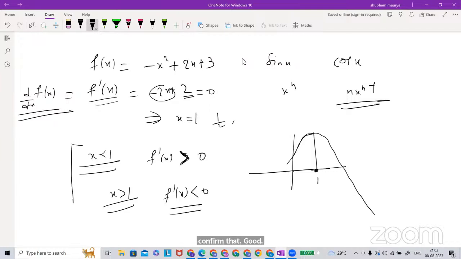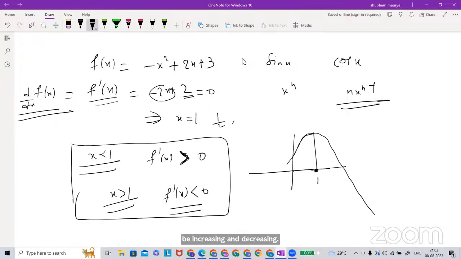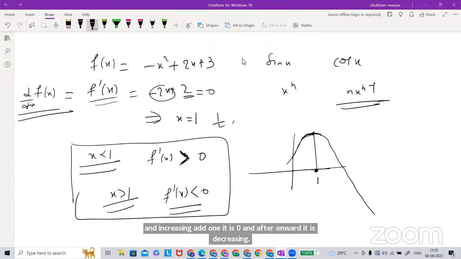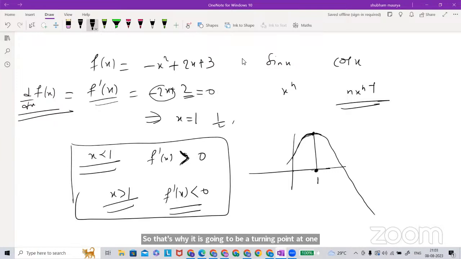So this is one important thing I want to discuss. The critical point is a turning point, in a different way you can say. Here at 1, the function starts from before 1 increasing and increasing. At 1, f prime is 0, and onward it is decreasing. So it is a turning point at 1, a local maxima, and 1 is a critical point. There the function attains local maxima. It is going to be the global maxima also if you draw the graph like this.